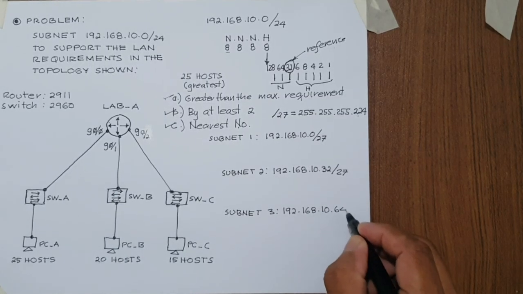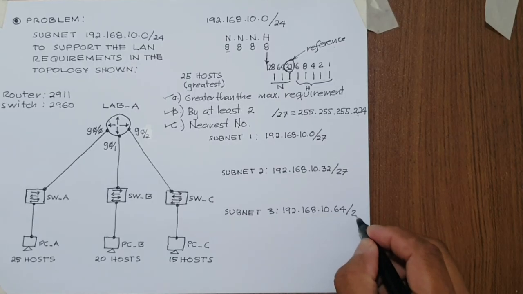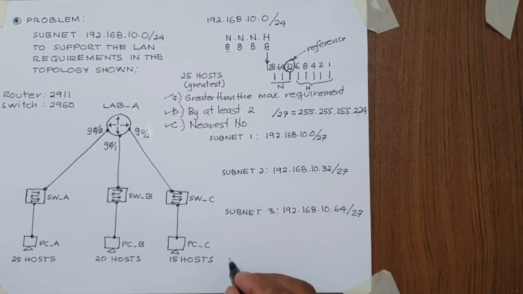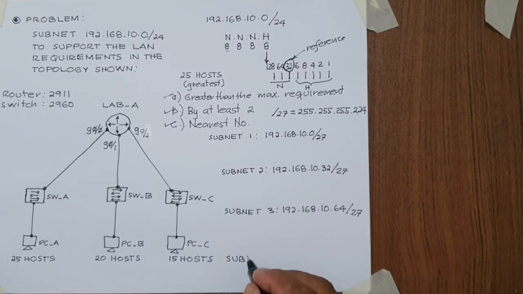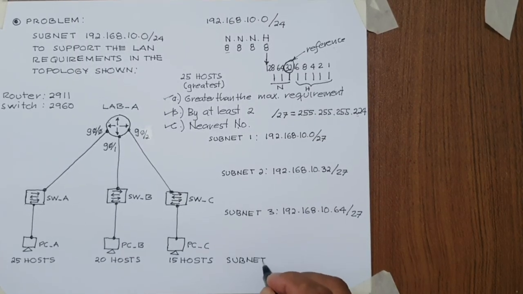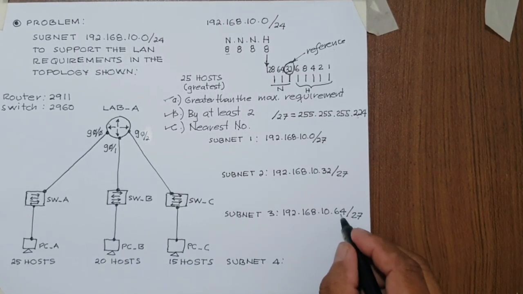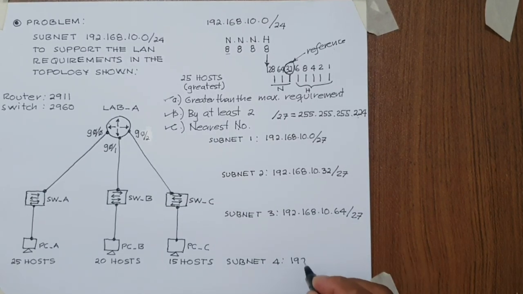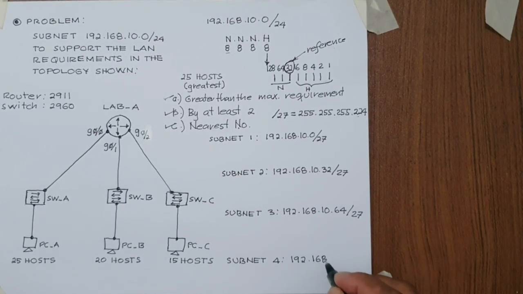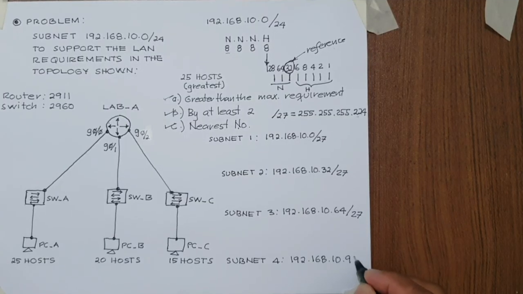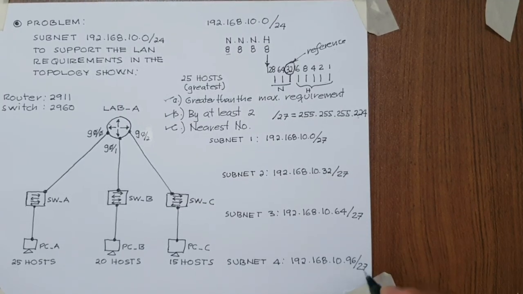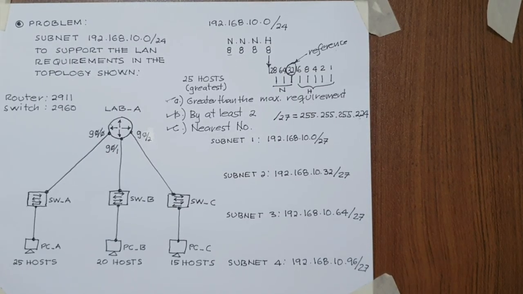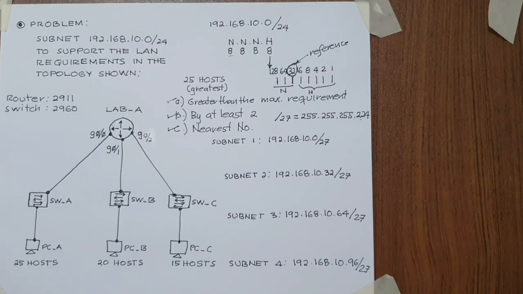So this will now be 64. And then subnet 4, and we will add 32 again to 64. That will be 96. Then you'll have another one plus 32, 128, plus 32, 160, plus 32, 192 and so on.